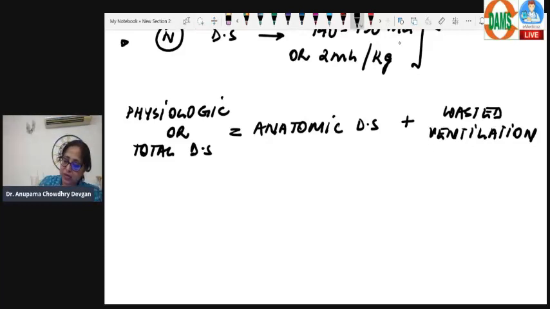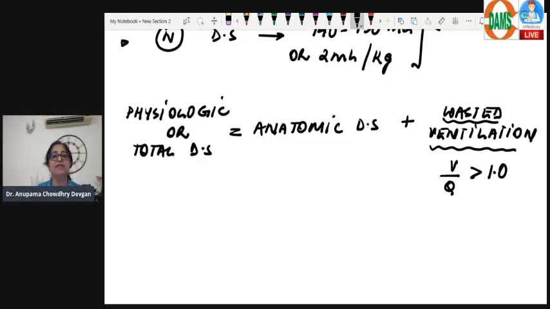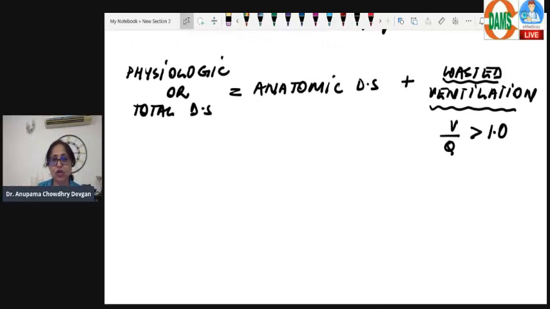Now, let's focus on what is wasted ventilation. Wasted ventilation is seen whenever the VQ ratio is more than 1. So you must understand, at a VQ ratio of 1, that means ventilation and perfusion are equally matched, when they're equal to each other.